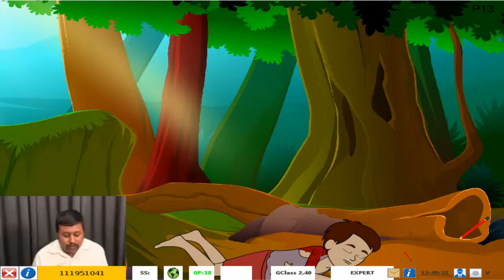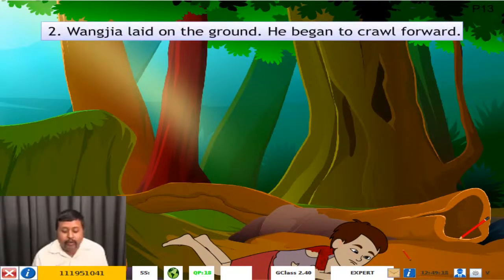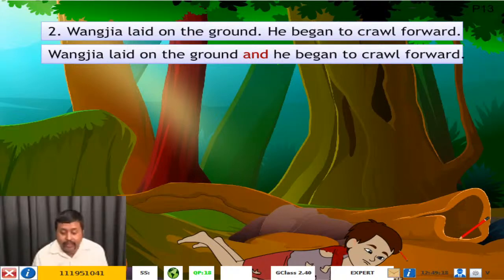Now see, Wangzia was injured by the incident. Wangzia laid on the ground, he began to crawl forward. So what we can say, Wangzia laid on the ground and began to crawl forward. So the conjunction here is what? And.